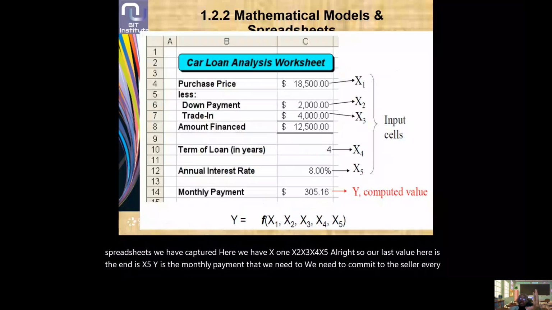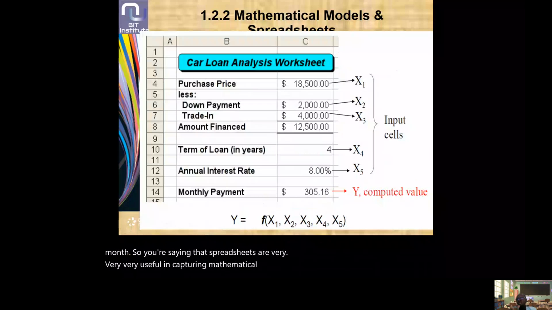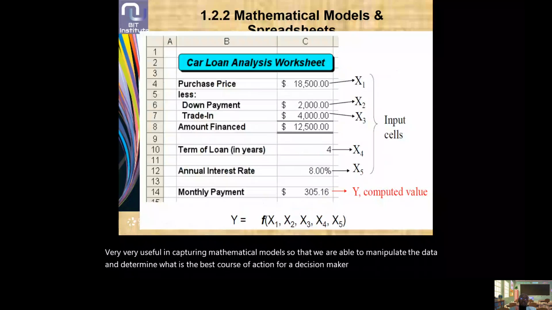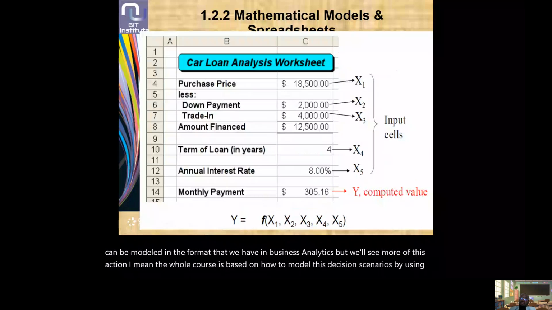So this is why we are saying that spreadsheets are very useful in capturing mathematical models, so that we are able to manipulate the data and determine the best course of action for a decision maker faced with a problem that can be modeled in the format that we have in business analytics. We'll see more of this. The whole course is based on how to model these decision scenarios by using electronic spreadsheets.